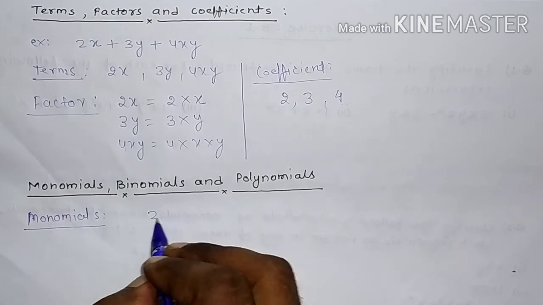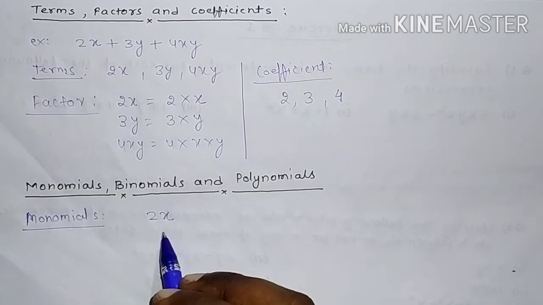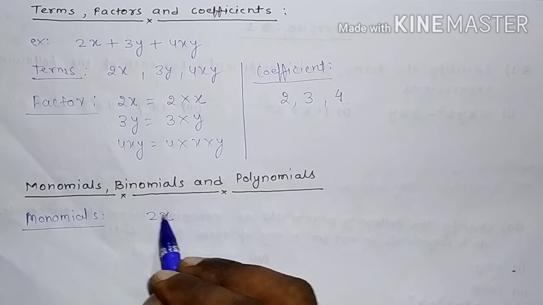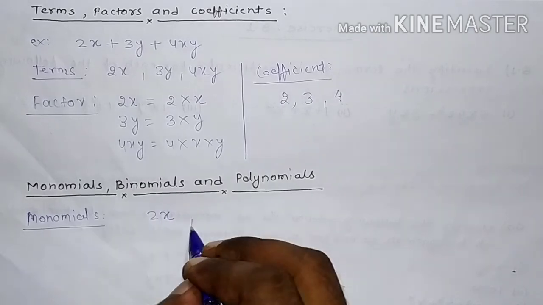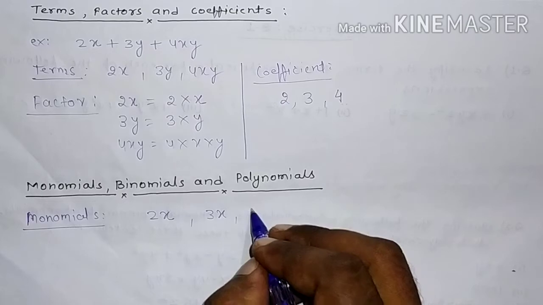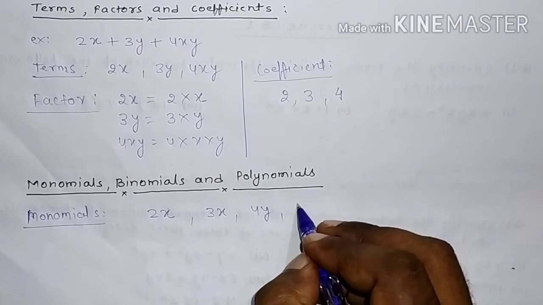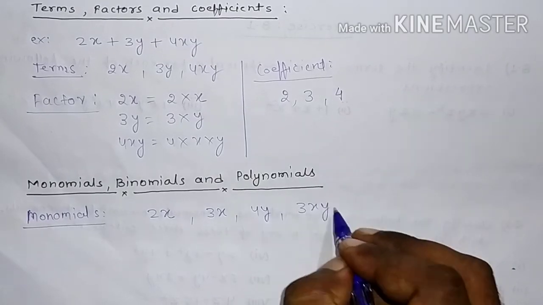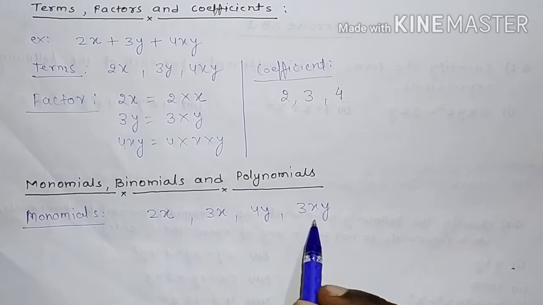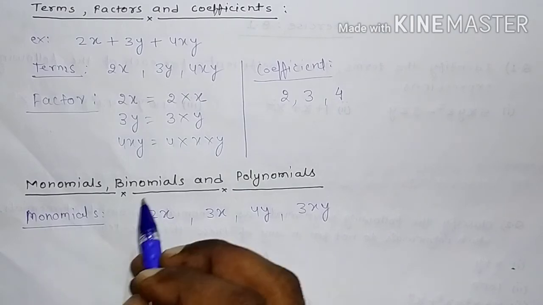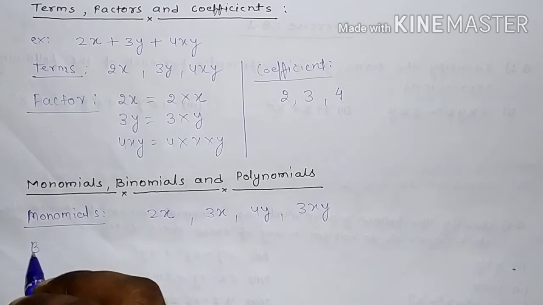Like 2x. This is an algebraic expression and it consists of only one term, so this is a monomial. Now 3x, 4y, 3xy, these are algebraic expressions having only one term. So these are monomials. Now the binomial, what is a binomial?